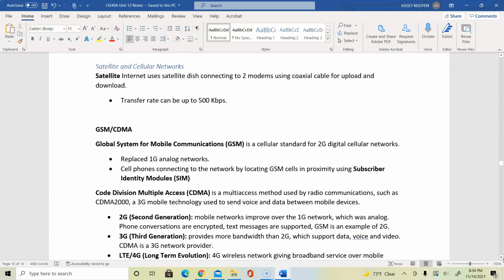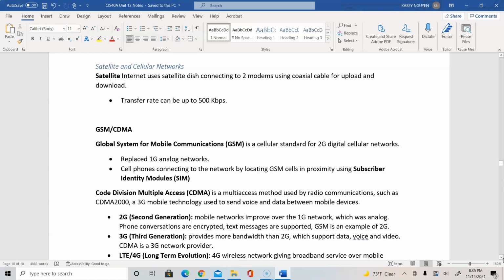GSM stands for Global System for Mobile Communications, which is a cellular standard for 2G. 2G was a digital cellular network compared to 1G, which is an analog network. So a cell phone that uses a SIM, subscriber identity module, would use GSM cells to connect. Different from that, code division multiple access, CDMA, is a multi-access method using radio communication, using CDMA 2000, which is implemented for 3G mobile technology, carrying voice and data with mobile devices.